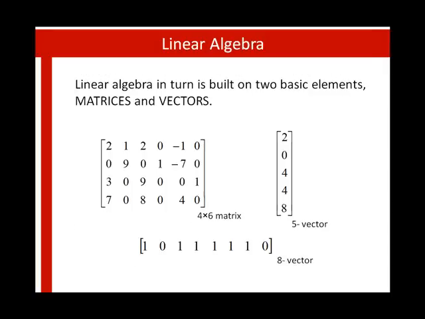Linear algebra in turn is built on two basic elements, matrices and vectors. We will discuss matrices in more detail later on, and we'll talk about the definitions of matrices. But we can say for now that a vector is a column matrix. As you can see, the 4x6 matrix on the left has 4 rows and 6 columns. The matrix on the right is a vector matrix, called a column vector. It has 5 elements. Below, we have an example of a row vector, which has 8 elements.